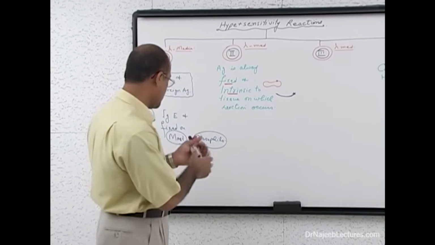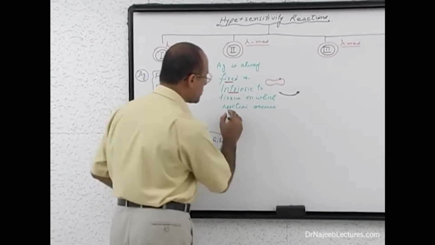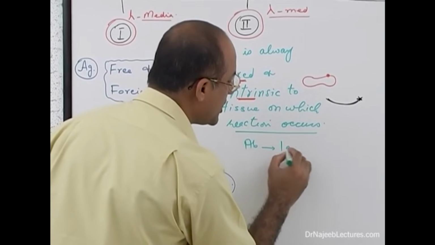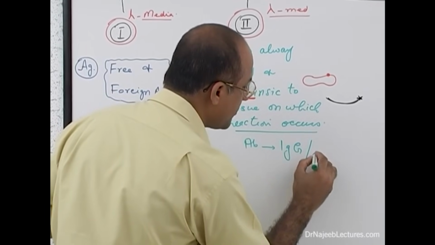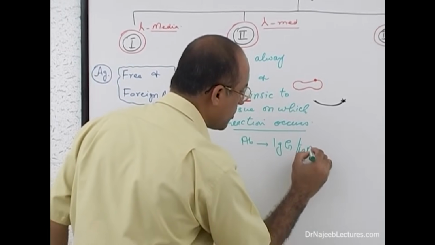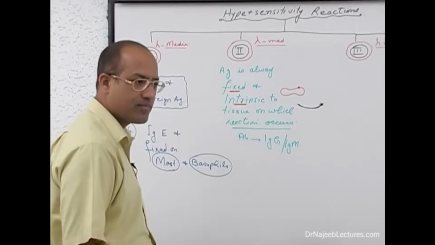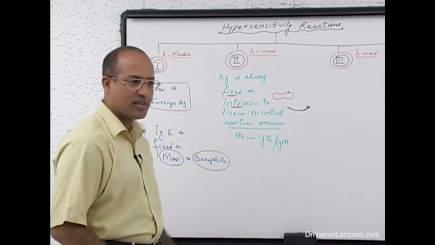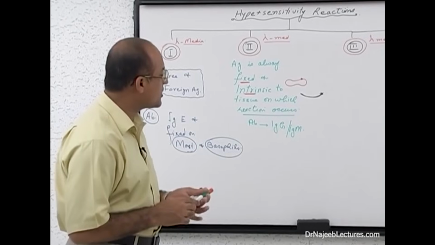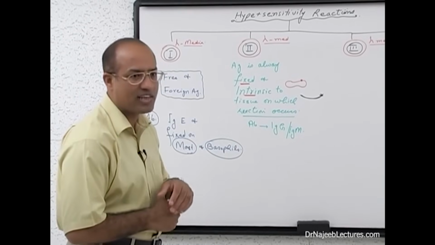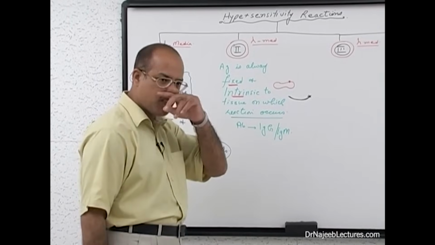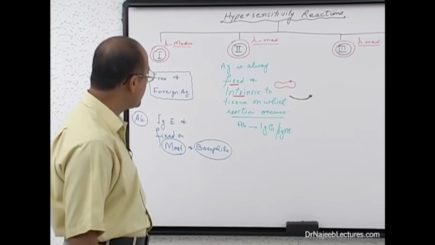And what type of antibody is there? Usually it is IgG or IgM. General Motors, GM. Type 2 hypersensitivity reaction does not involve IgE. It involves IgG or IgM, right?